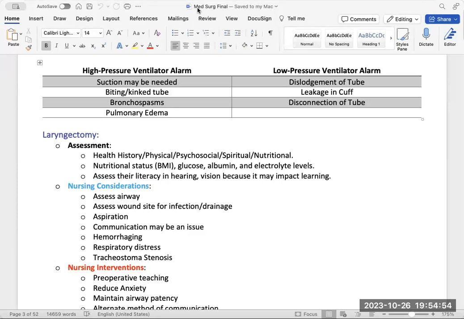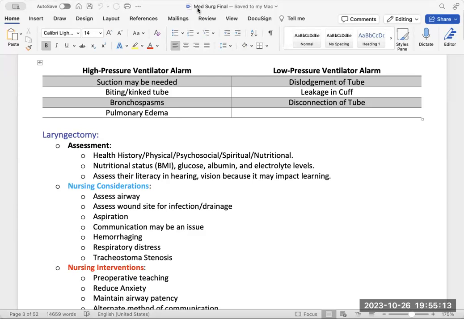I guess that's why they put biting slash kink. Yeah, I think that's why they mean it's patient related, because they are causing or the reason of the high pressure to go off. Okay. All right. Thank you.